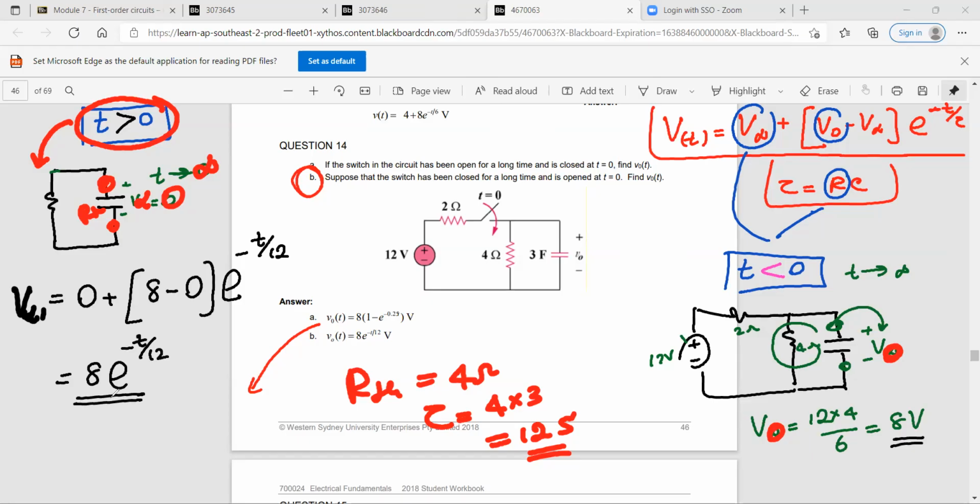Okay, so any question, guys? So you can do any of the RC circuits now. Any question? If there are more questions, you can do them. I'm going to start the RL. Is that okay, guys? Can you try the other questions that you have as homework?